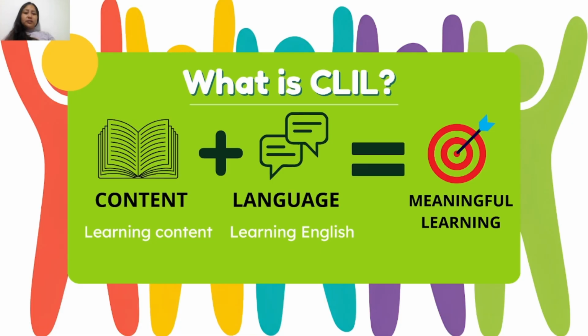CLIL stands for Content and Language Integrated Learning. This methodology combines learning a school subject with learning a foreign language at the same time. Instead of teaching English as isolated grammar and vocabulary, students use English to learn meaningful content from subjects such as science, social studies, art, or mathematics.